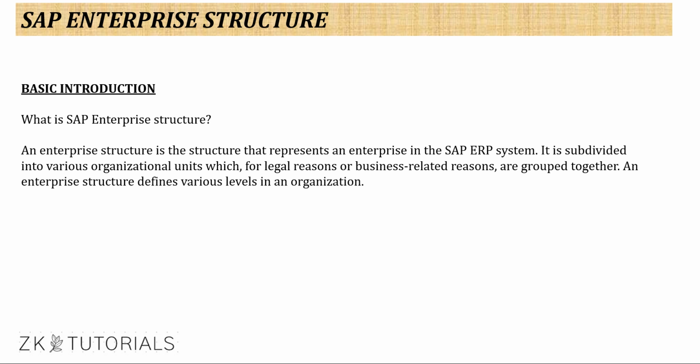For example, other ERPs like Oracle and Microsoft have one common organization structure. Only in SAP do we have an individual enterprise structure for each individual module. That is one of the key structures we need to define here. This structure gives the complete boundaries and territories for each and every module.